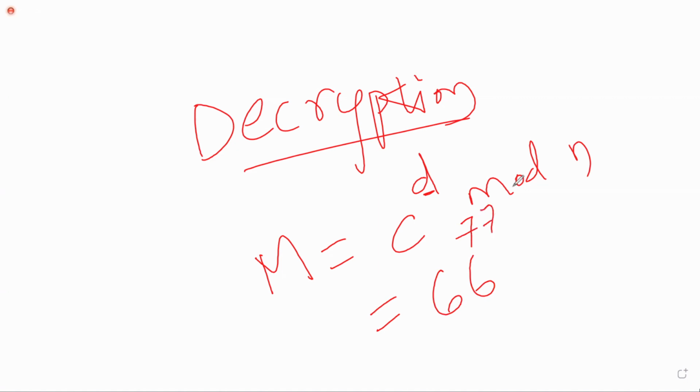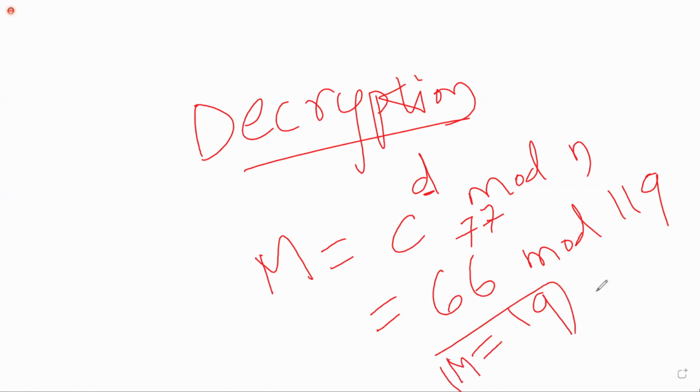We have calculated it in step 5, isn't it? That is D is equal to 77, mod 119. So if we simplify 66 power 77 mod 119, we'll get the result. We'll get the result 19, which is M. So like this, decryption is performed in RSA. Understood? So this is the procedure of encryption and decryption.